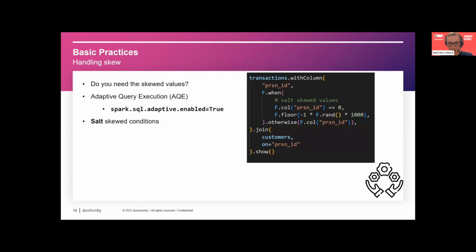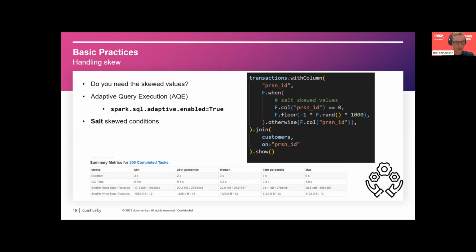In this code snippet here, you can see salting in action. The idea is to add some randomness to the skewed values in your data frame. In this case, that's when the person ID column is equal to zero, which helps Spark to execute those tasks in parallel. As you can see, this is the Spark Web UI after this change was made. The maximum task execution time is 6 seconds and the median is 3. So our tasks are much more balanced, and it looks like we've solved the skewness problem.